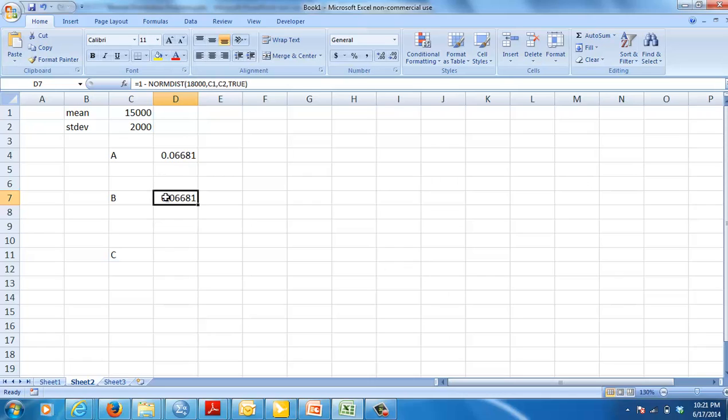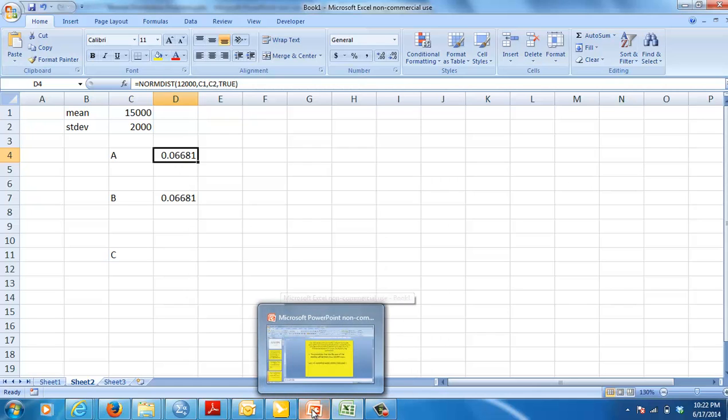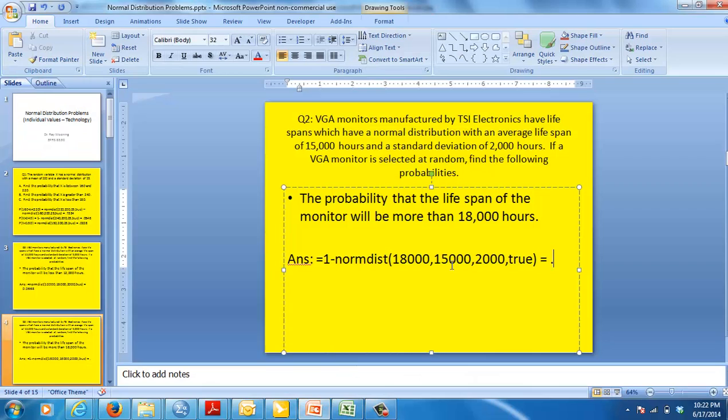Wait a second. Does that make sense? I have a number that is 18,000 or more, and I have a number that's 12,000 or less. Should I have the same number? Well, yeah, you should, because they're both exactly 3,000 from the mean. So if I'm looking for everything that's greater than something 3,000 away, that's the same answer as what's less than 12,000, because it's symmetric. So we should have realized that to begin with, but either way, it's fine. Our answer is 0.0668. Same answer we had before.